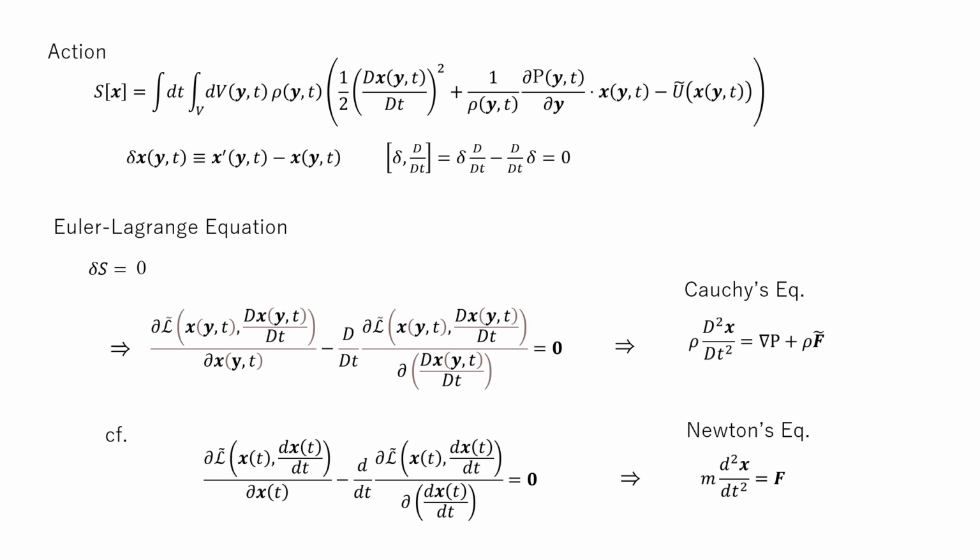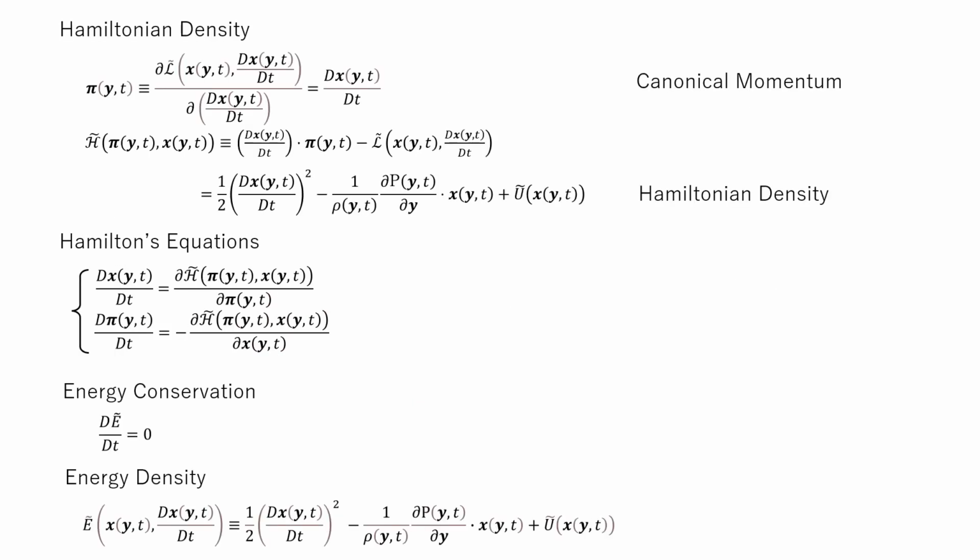Using the action under the variation of position function, Euler-Lagrange equation is derived, and we obtain Cauchy's equation. We can define the canonical momentum and the Hamiltonian density and check that Hamilton's equations hold. And we can confirm the energy conservation by the energy density defined here.